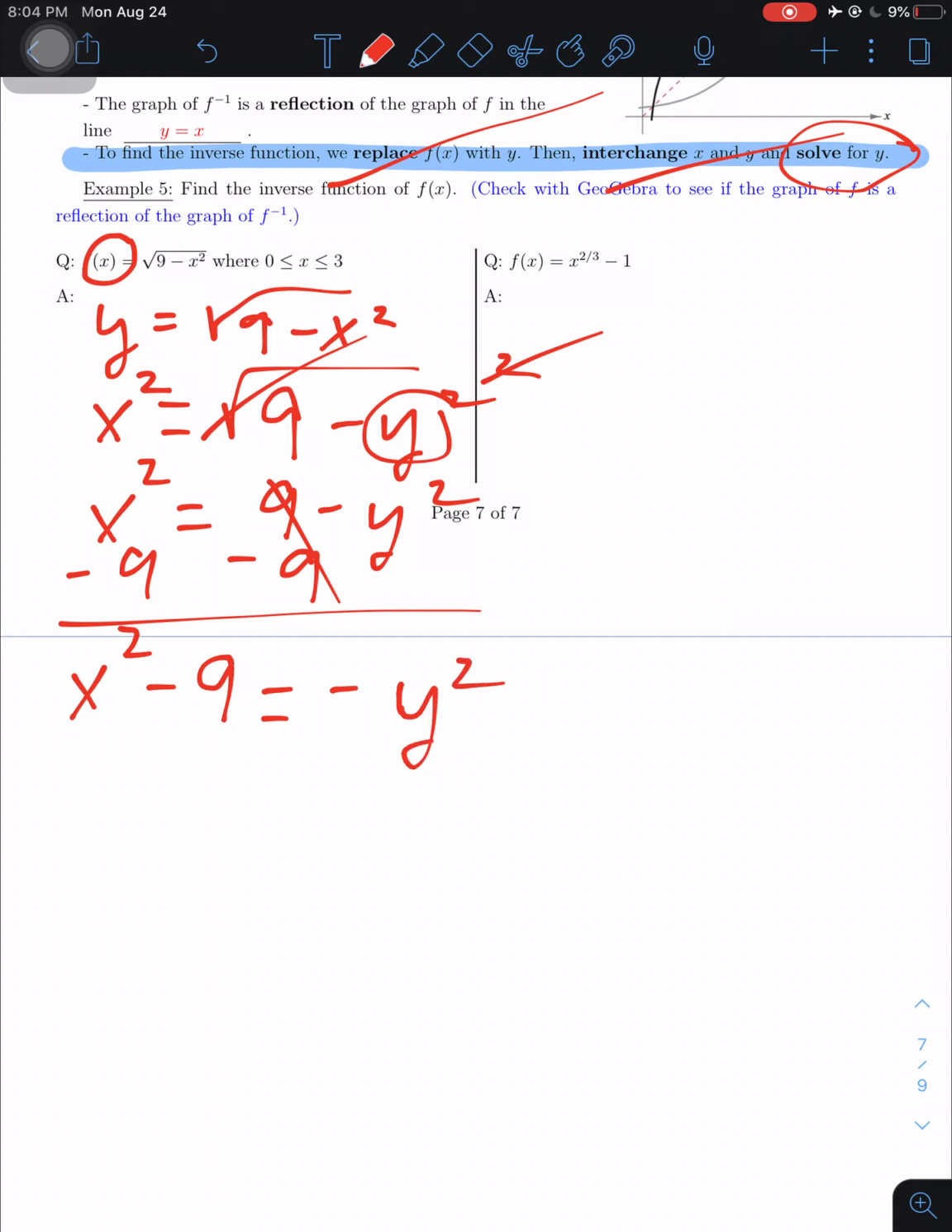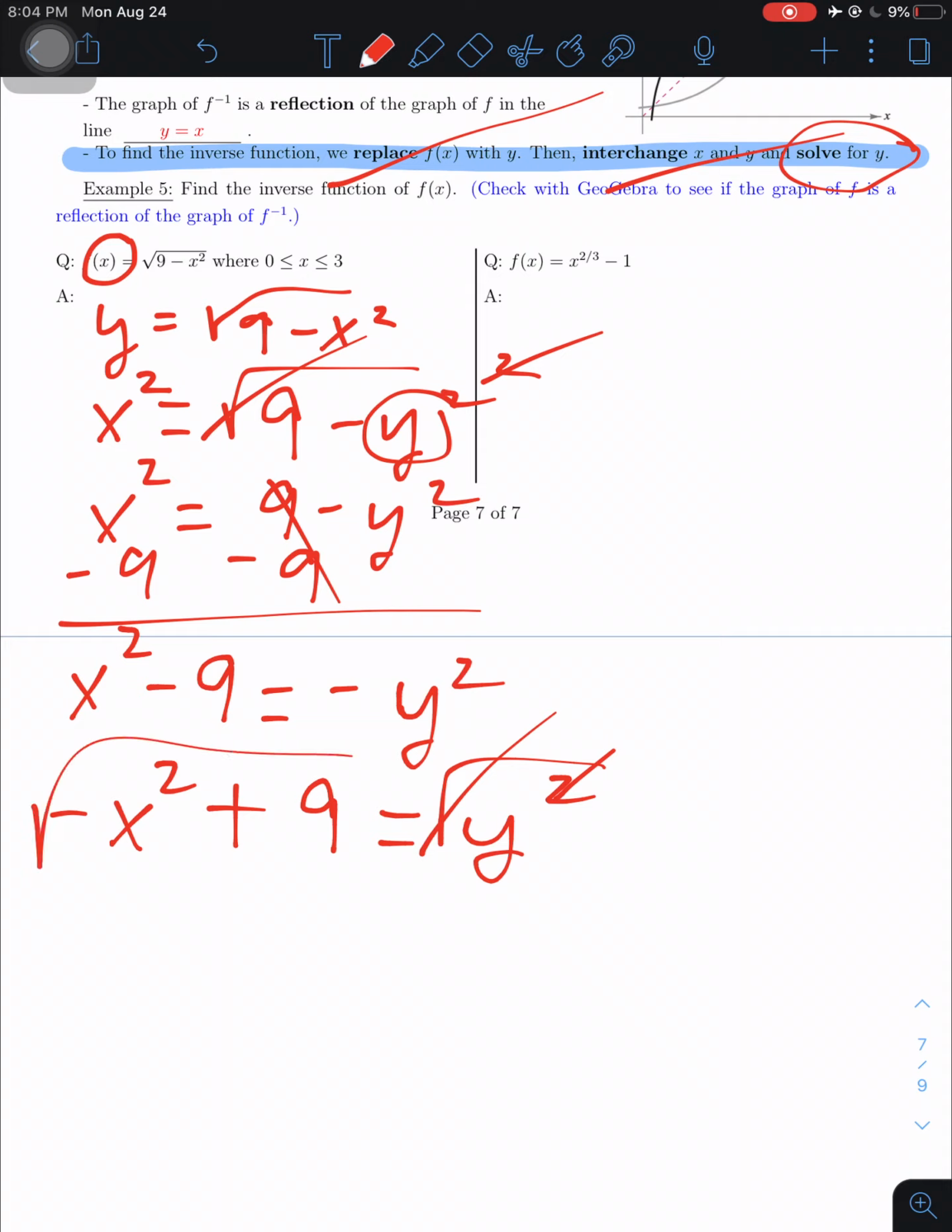Let's multiply everything by negative 1. So x squared times negative 1 is negative x squared. Negative 9 times negative 1 is a positive 9. And negative y squared times negative 1 gives us y squared. And lastly, to cancel the square, we're going to take the square root. So this cancels with that, and we have y equals the square root of 9 minus x squared.